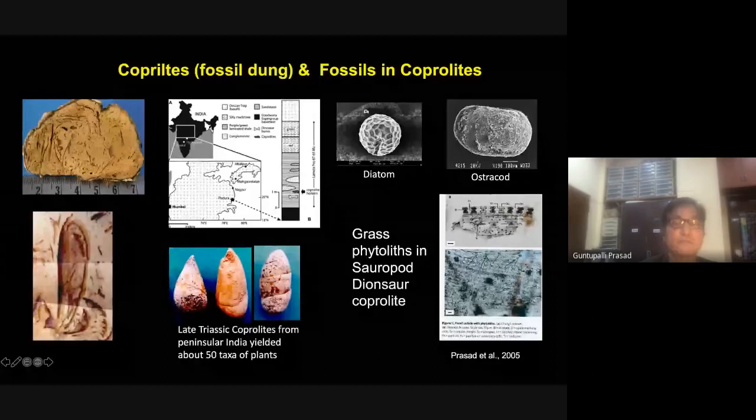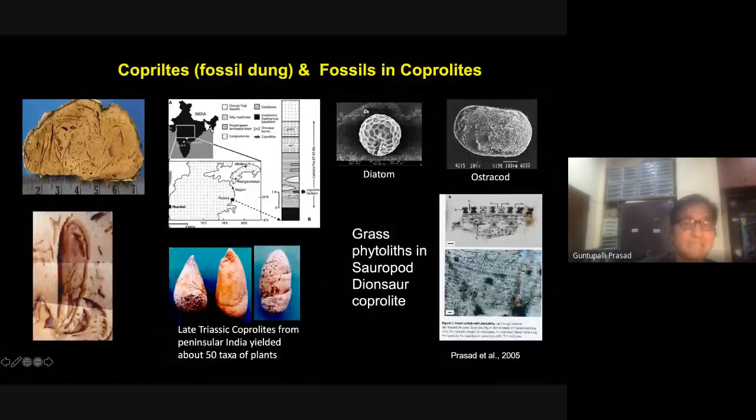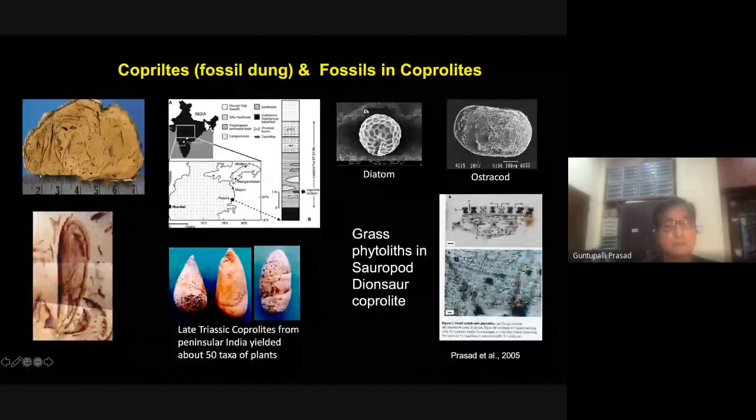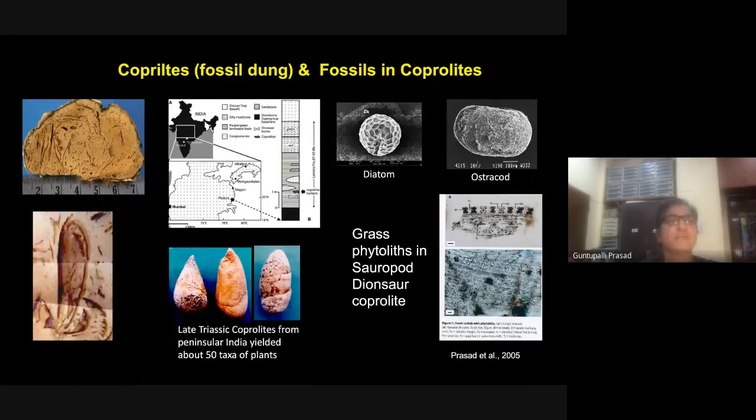And these are some of the Triassic coprolites, around 230 million years old. In these coprolites, we have found about 50 species of plants, spores, and pollens. Without this evidence, we had no idea about the vegetation that existed around 230 million years ago in the southern part of India. The sediments are mostly red clays, highly oxidized sediments, so they do not preserve any plant fossils. This is the only evidence that you can get about the vegetation of that time, from the coprolites of the Triassic.